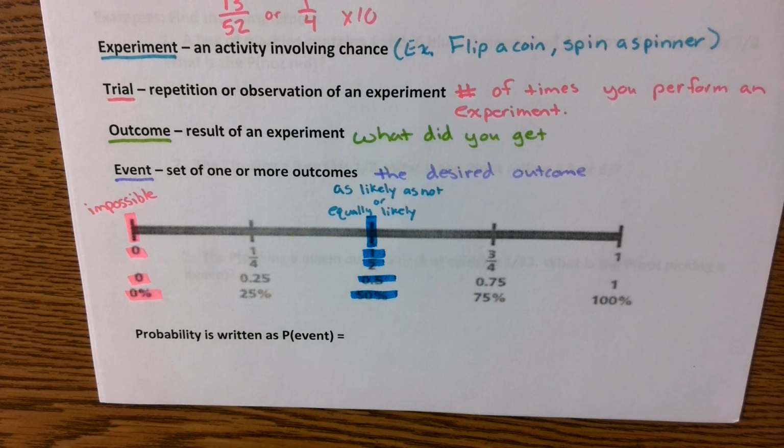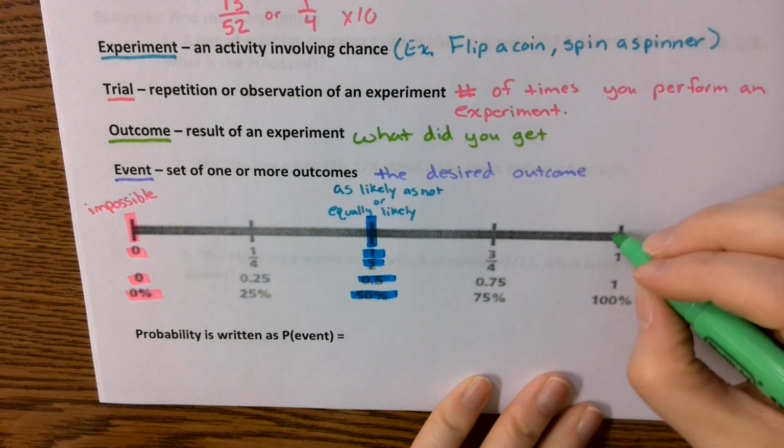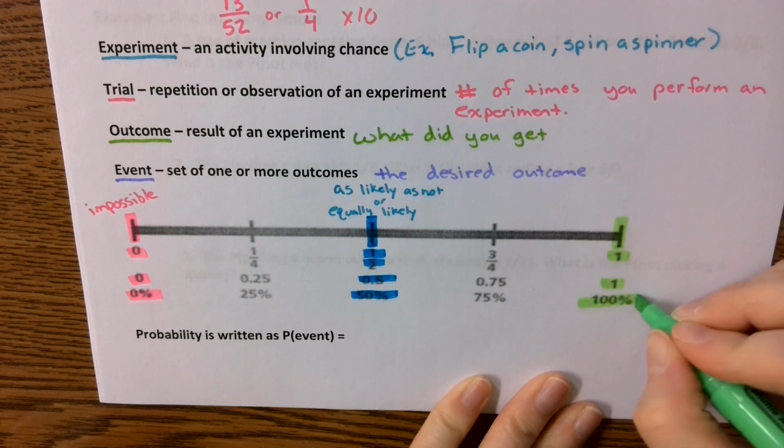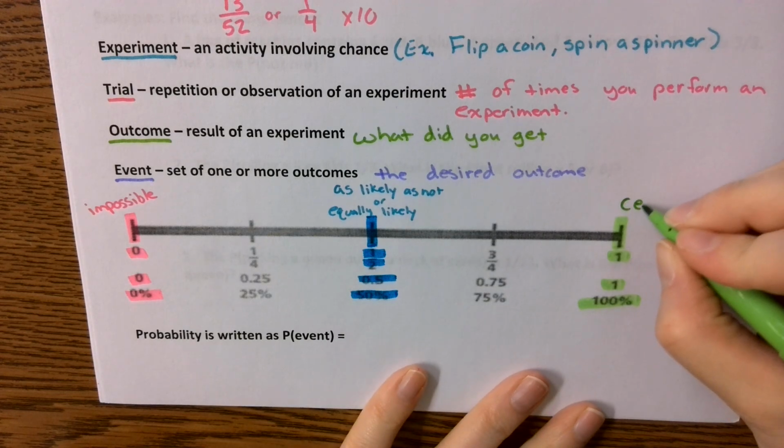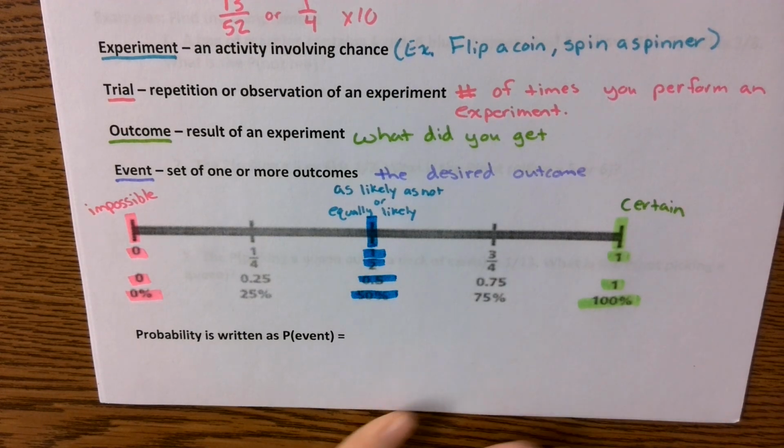All the way at the very far end to the right of the spectrum where we've got 1 whole or 100%, those are the terms that we deem certain. Not possible, certain. They are guaranteed to happen. So today being Monday, it is certain that tomorrow is going to be Tuesday. Those are events that will always happen. They are 100% going to happen.